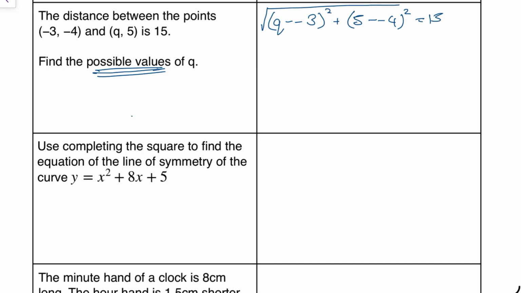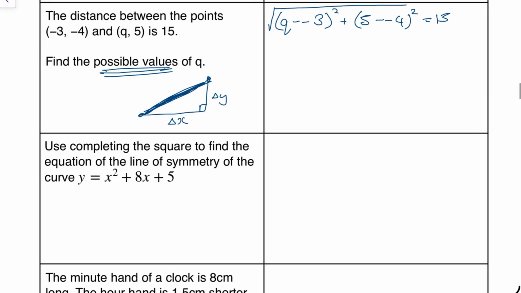Well, how do I know that? Because I thought about the triangle, which creates Pythagoras, which tells me the length. So this here is the length, this is the change in the x values, and this is the change in the y values. Let's tidy this up a bit. So the first bit is q plus 3 squared. The second bit is 5 minus minus 4, which is 5 plus 4, which is 9. 9 squared is 81. And that equals, now, instead of square rooting, I'm going to square both sides. So 15 squared is 225.